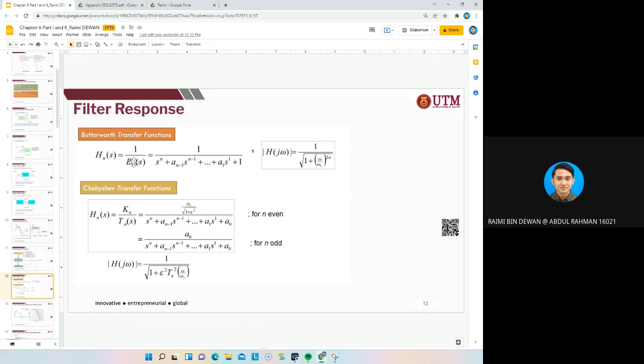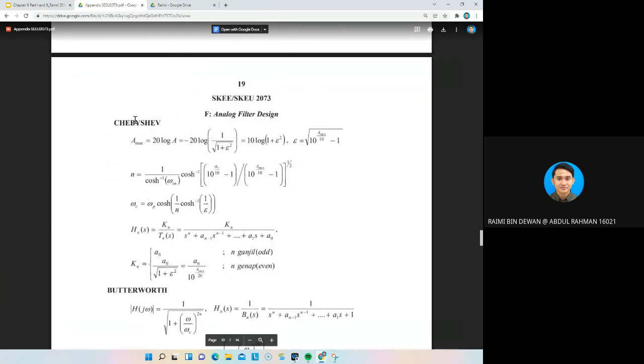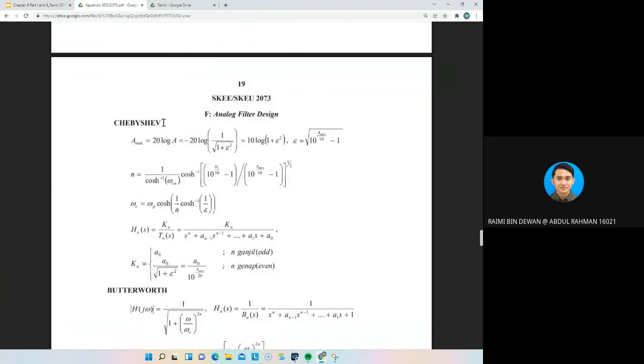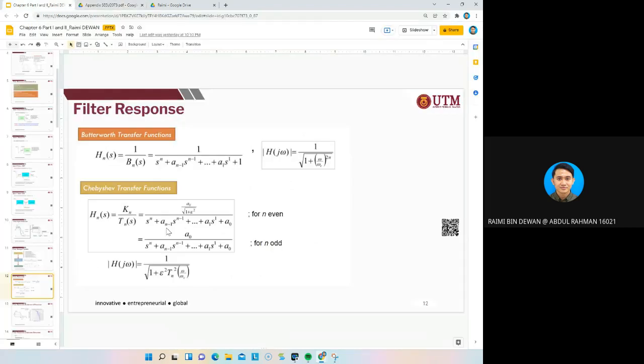Okay. So this is the Chebyshev transfer function. In Chebyshev, we have two kinds of condition, for n even and for n odd. So the same you can see from your appendix. This is the Chebyshev filter response. Don't worry, we will try exercises involving this, so that you understand and you can also try the exercises on your own.